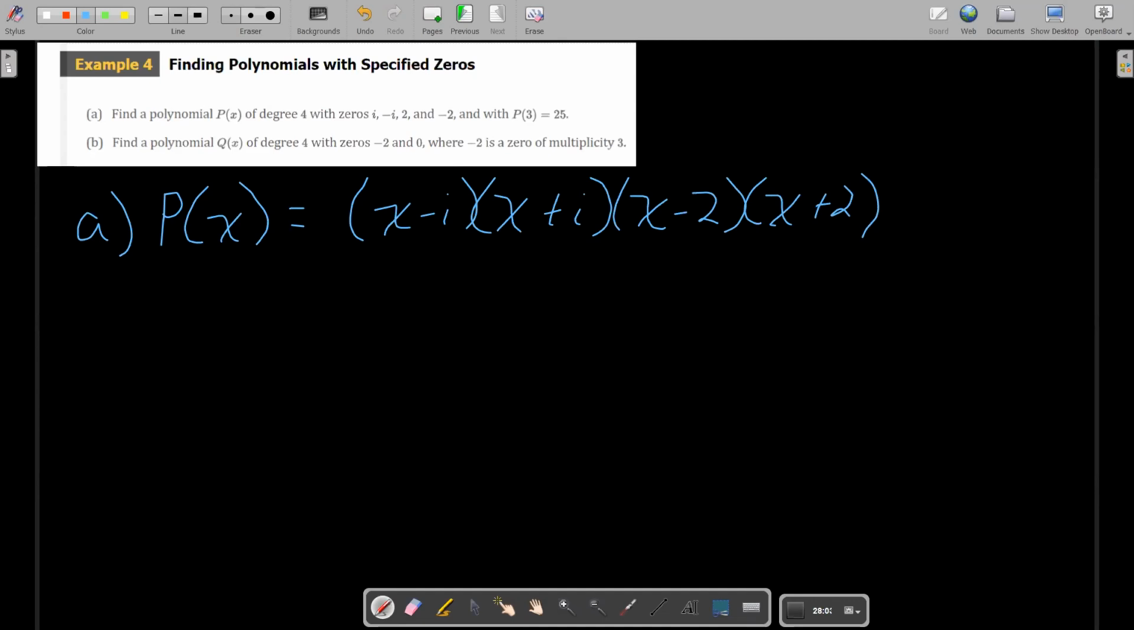Now we'll leave a space there for now. Let's go ahead and combine some of these binomials. So x minus i, x plus i, that's a difference of squares, so that's just going to be x squared plus 1. And x plus 2, x minus 2 is also a difference of squares, so it's x squared minus 4. And if we combine these together, we've got x to the 4th.